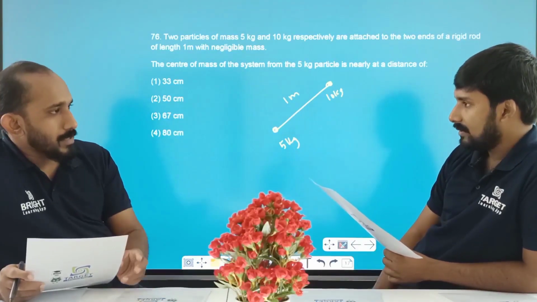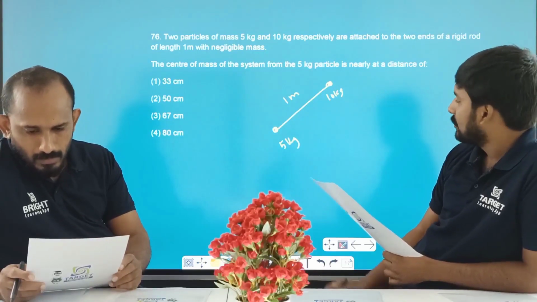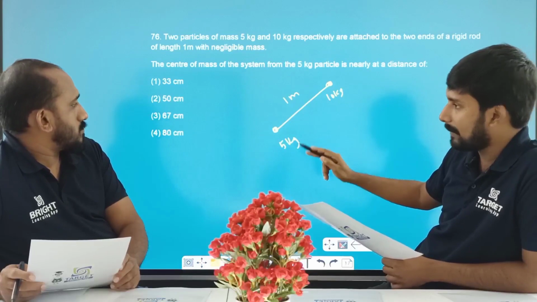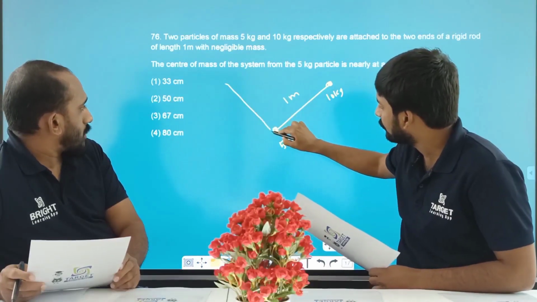This is the second question from that chapter actually. 2 questions from that. So we want to find the location of the center of mass from the 5 kilograms. So 5 kg is taken as the origin.